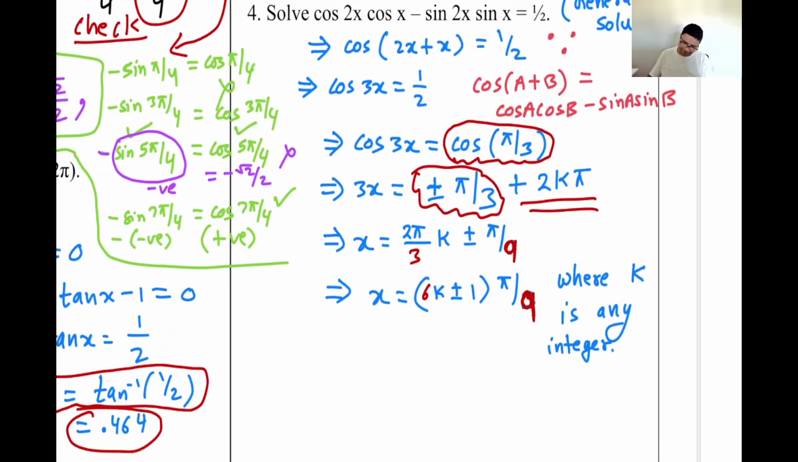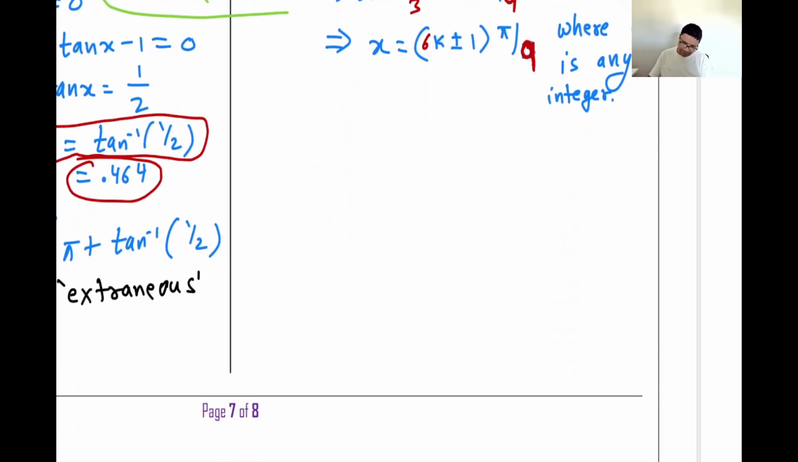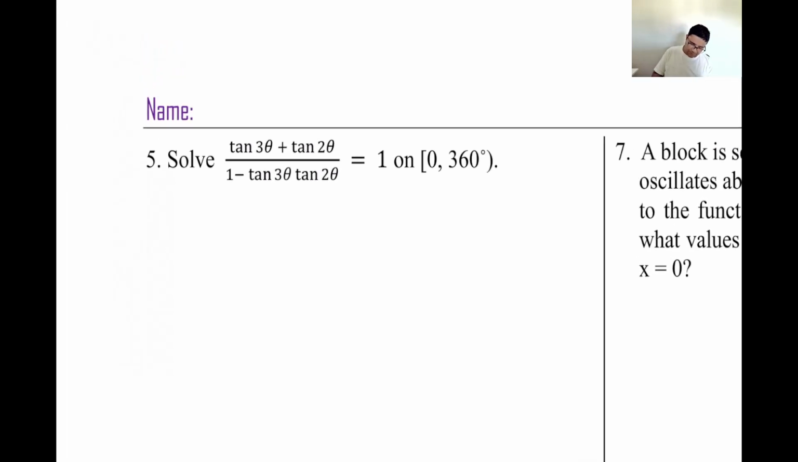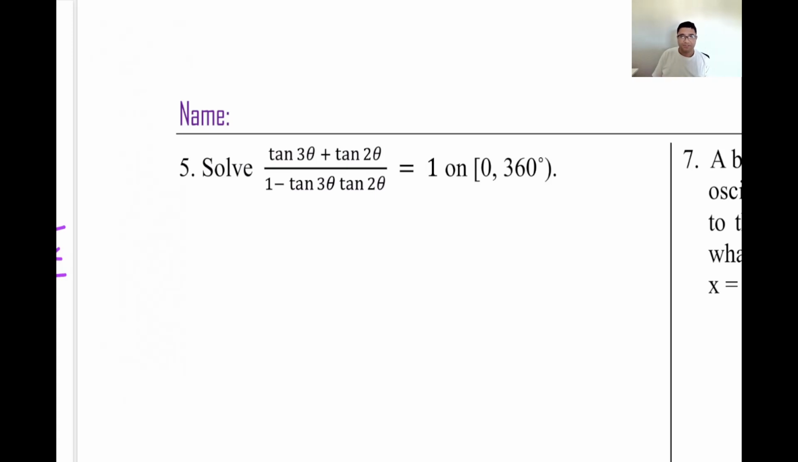Okay, moving on. Solve (tan 3 theta plus tan 2 theta) over (1 minus tan 3 theta tan 2 theta) equals that, on the interval 0 to 360 degrees.